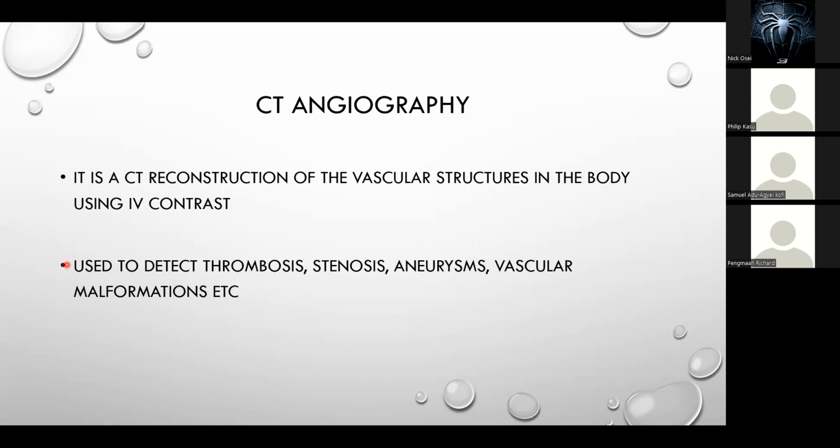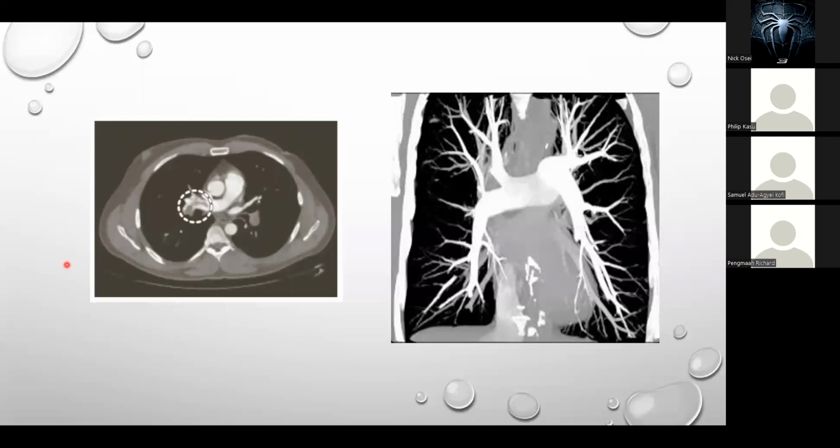Yeah, so this is what I've just said, CT angiography. It's a CT reconstruction of the vascular structures in the body using IV contrast. And it's used to detect thrombosis, stenosis, aneurysms, vascular malformation. CT angiography. Okay, now this is CT angiography. This is typically a CTPA.